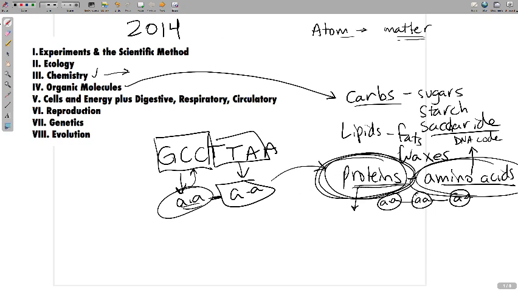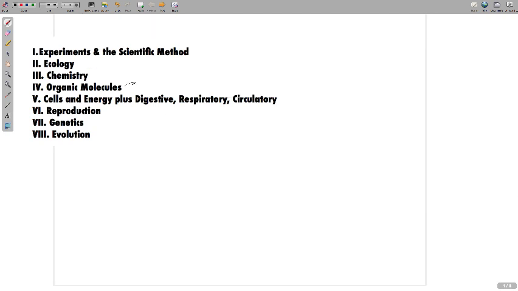Okay, what else? And then the other organic molecule is nucleic acids. As soon as you see NA, that's DNA and RNA. Remember, you can have 2 kinds of RNA. You can have mRNA and you can have tRNA.